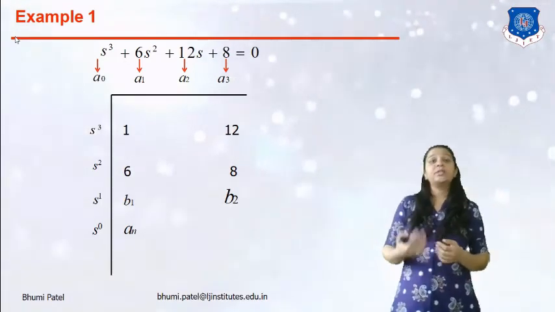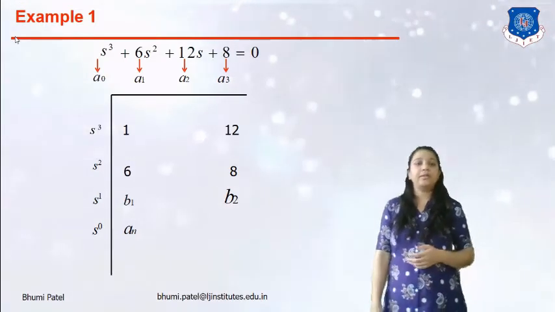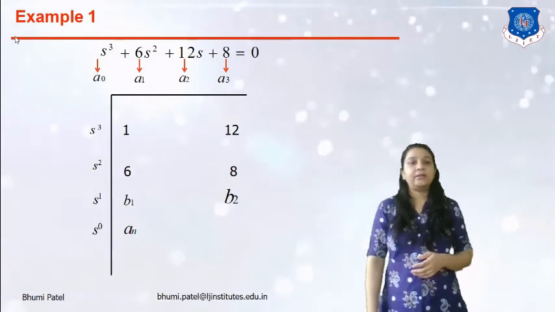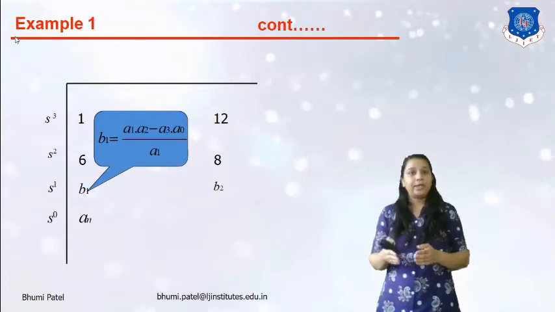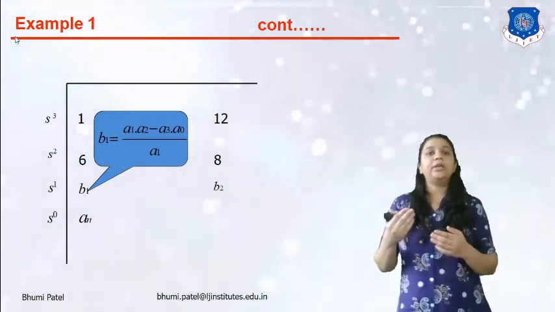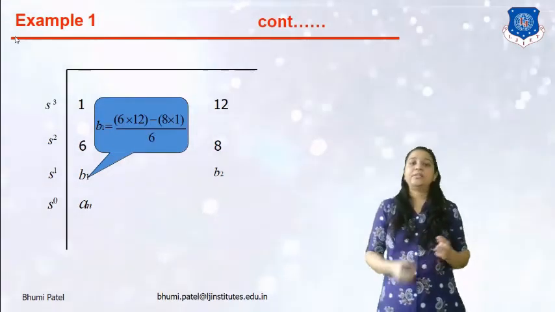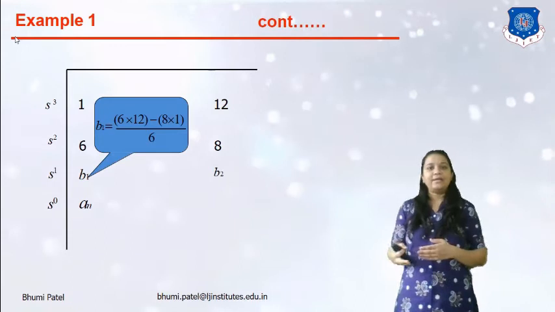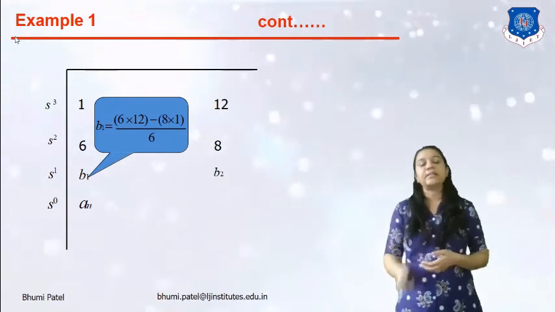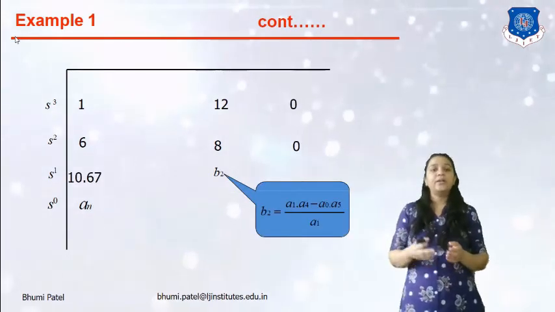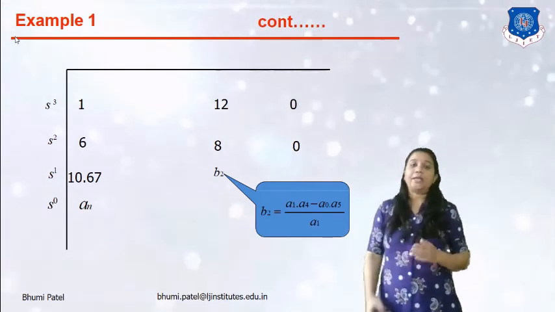Now next we have to find the value of b1. The equation of b1 is to cross multiply: 6 into 12, that means (a1 into a2 minus a3 into a0) upon a1. So the value is (6 into 12 minus 8 into 1) divided by 6, and simplifying this equation, we get b1 is equal to 10.67.